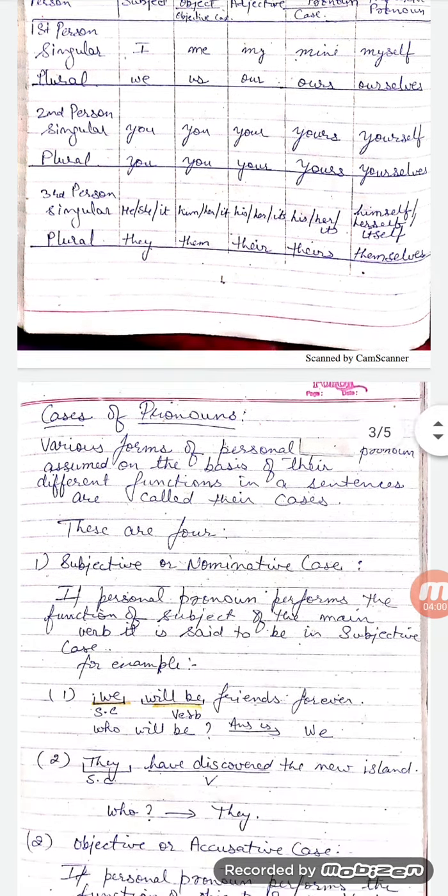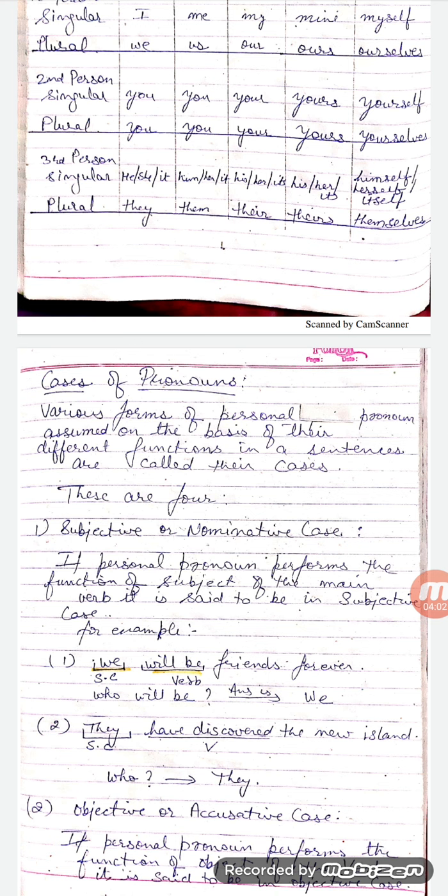To begin with, the cases of pronoun. Various forms of personal pronoun assumed on the basis of their different function in a sentence are called their cases. That is, when the personal pronoun performs a certain kind of function in a sentence, on its basis it assumes its case, and on this basis there are 4 types of cases of pronoun.